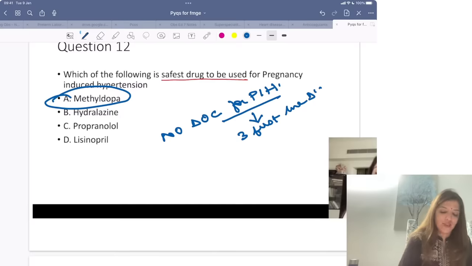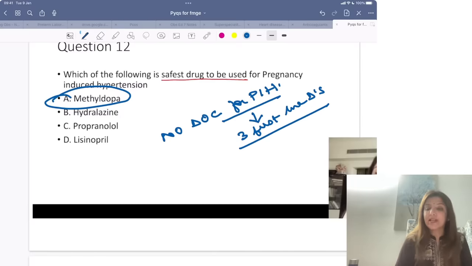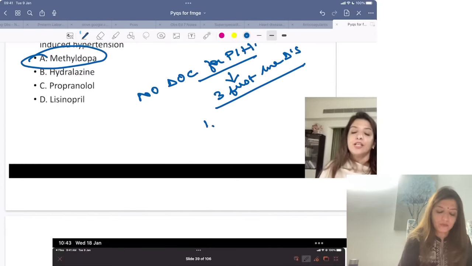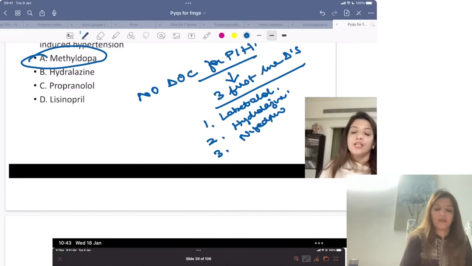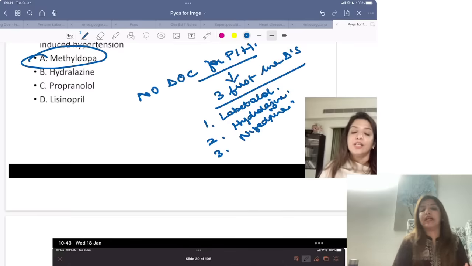What are the first line drugs for PIH? The first line drugs for PIH are number 1, labetalol. Number 2, hydralazine. And number 3, nifedipine. So, labetalol, hydralazine and nifedipine, they are first line drugs for treating severe PIH.